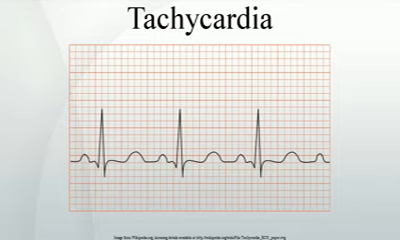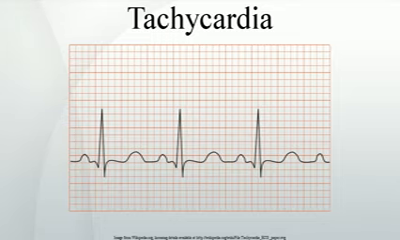AV nodal reentrant tachycardia. AV nodal reentrant tachycardia, AVNRT, is the most common reentrant tachycardia. It is a regular narrow complex tachycardia that usually responds well to the Valsalva maneuver or the drug adenosine. However, unstable patients sometimes require synchronized cardioversion. Definitive care may include catheter ablation.